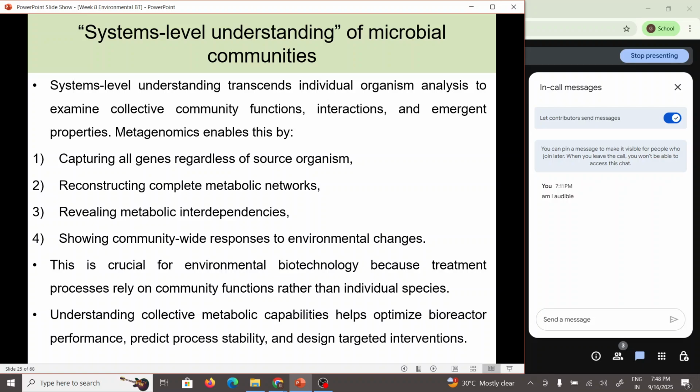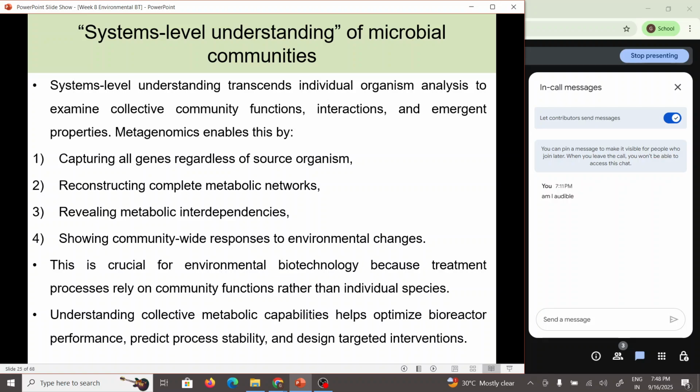Metagenomics can enable this by capturing all the genes regardless of source organisms, and what we essentially do is reconstruct the complete metabolic network. We do not know which gene belongs to which organism, but we are going to fragment all the genes, sequence all of them. So based on the data that we have obtained from sequencing, we are trying to reconstruct the complete metabolic network pathway, and the information that we are going to obtain from this metabolic network is the metabolic interdependencies. So this shows us the community wide response to environmental change.